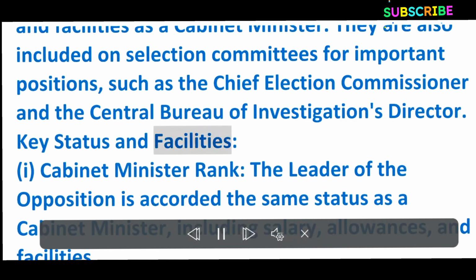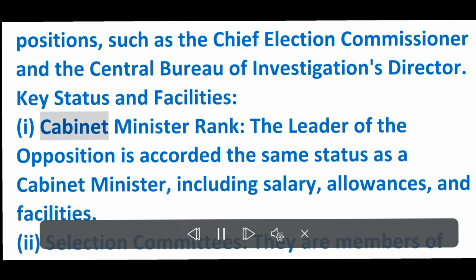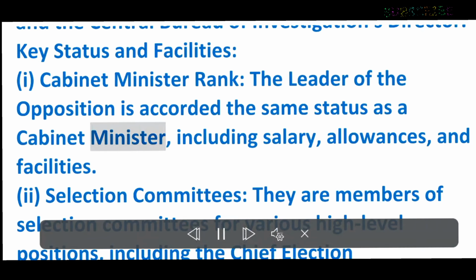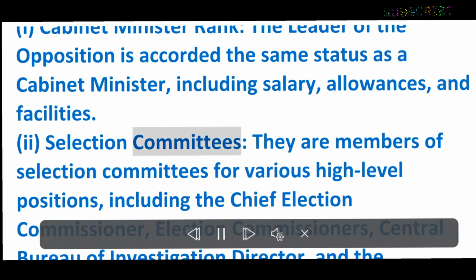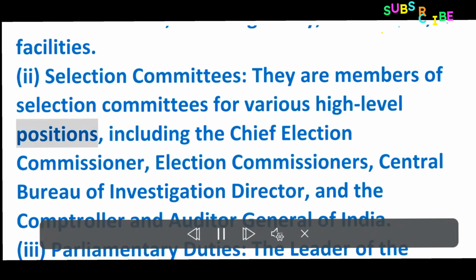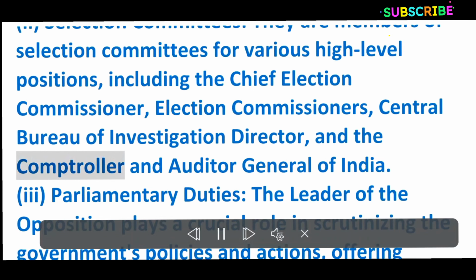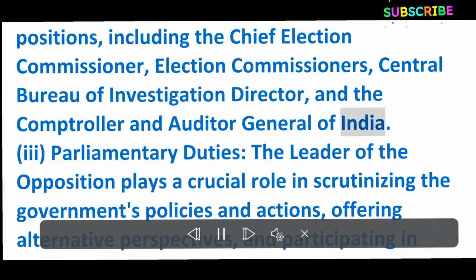Key status and facilities. I. Cabinet Minister rank. The Leader of the Opposition is accorded the same status as a cabinet minister, including salary, allowances, and facilities. II. Selection committees. They are members of selection committees for various high-level positions, including the Chief Election Commissioner, Election Commissioners, Central Bureau of Investigation Director, and the Controller and Auditor General of India.